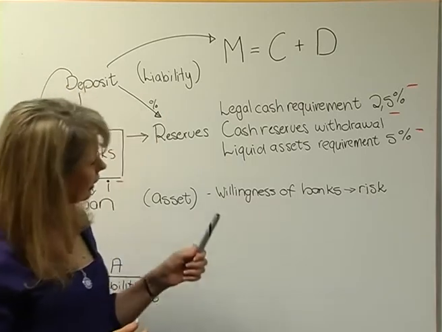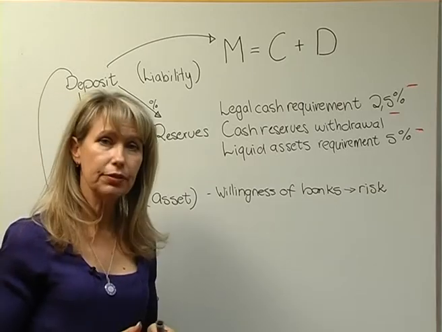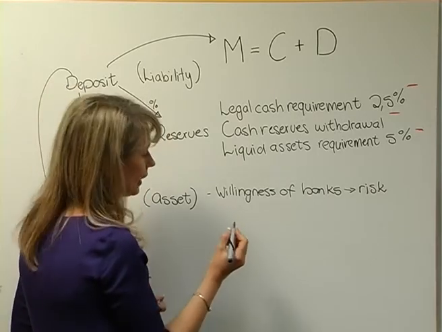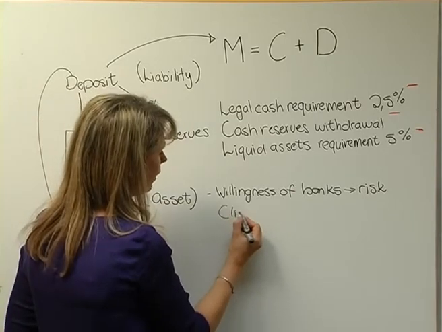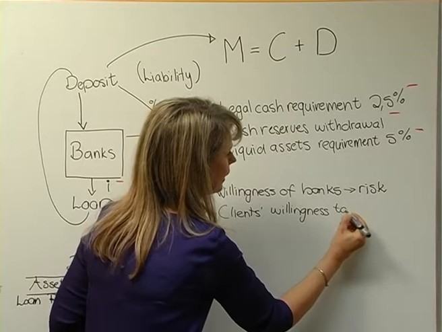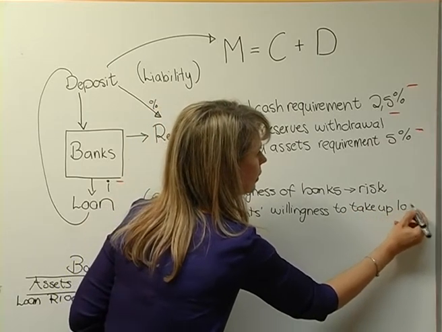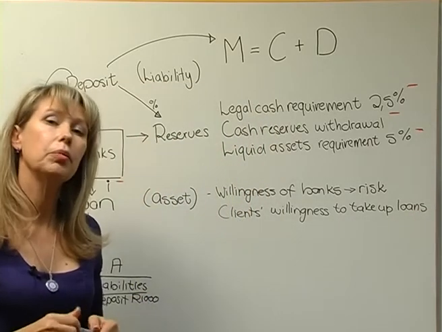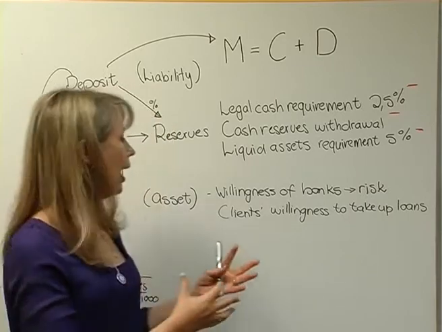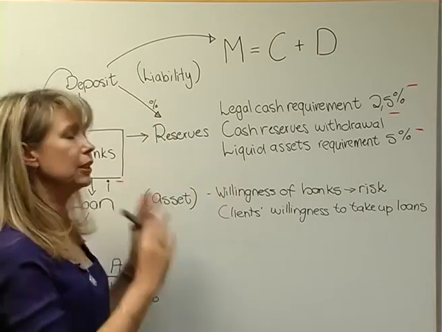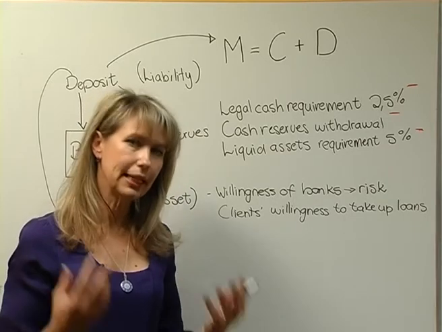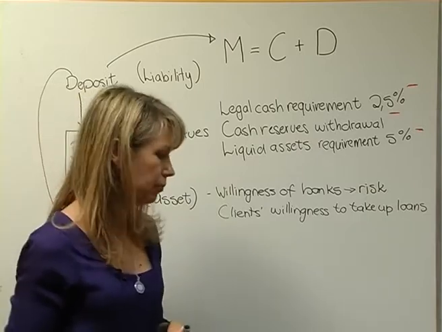But it's not only the risk behavior of banks that will affect the amount of money that can be created. It will also be influenced by the risk that the clients are willing to take, so also by the client's willingness to take out loans. Sometimes the economy will be in a positive phase and there will be lots of entrepreneurs who want to start new businesses and want to borrow and go to the bank, and if the bank is willing to give them money, more money can be created. But sometimes there's a negative atmosphere in the economy and clients are not willing to take up loans, and that will mean that less money will be created.